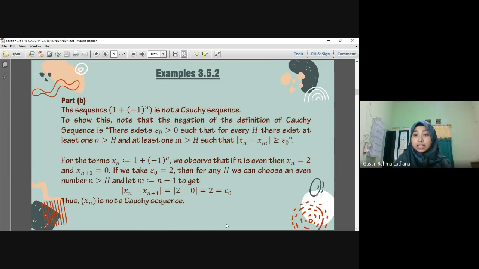For the terms xn = 1 + (-1)^n, we observe that if n is even, then xn is equal to 2, and x(n+1) is equal to 0. If we take epsilon 0 equal to 2, then for any H, we can choose an even number n greater than H and let m = n + 1 to get the absolute value of xn minus x(n+1) equal to the absolute value of 2 minus 0, which is 2, equal to epsilon 0. Thus, the sequence (xn) is not a Cauchy sequence.